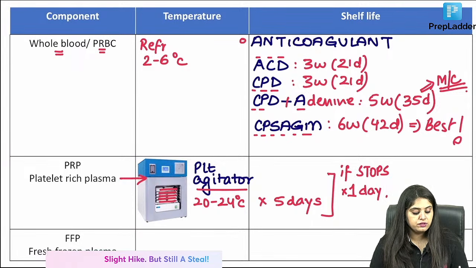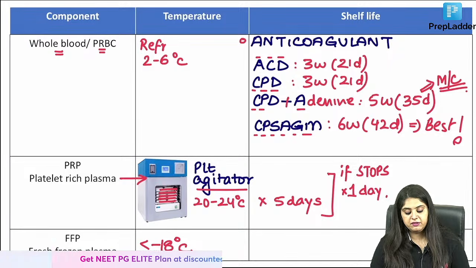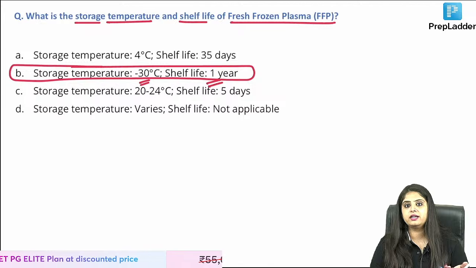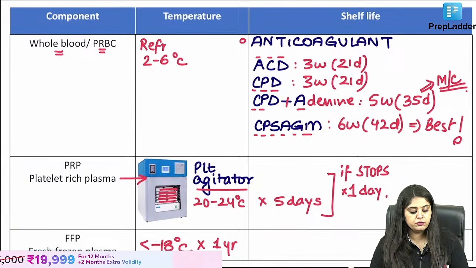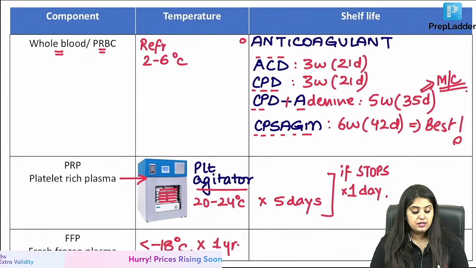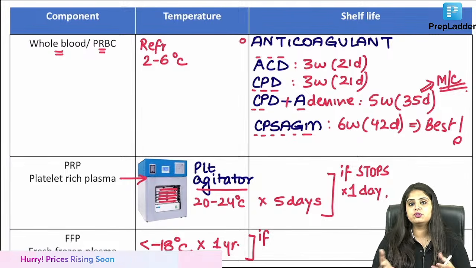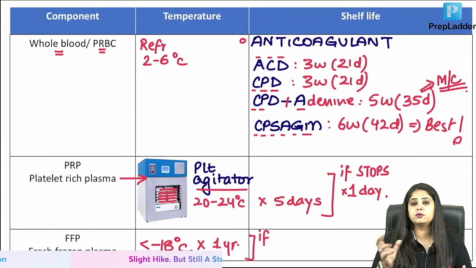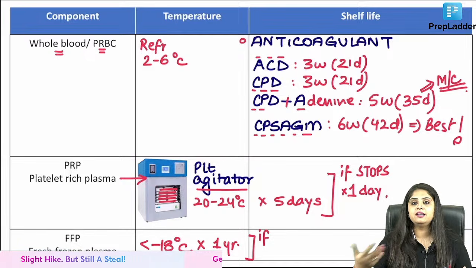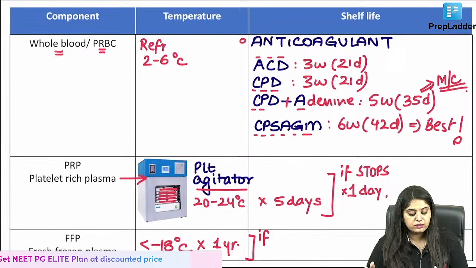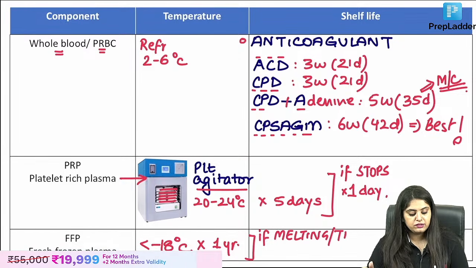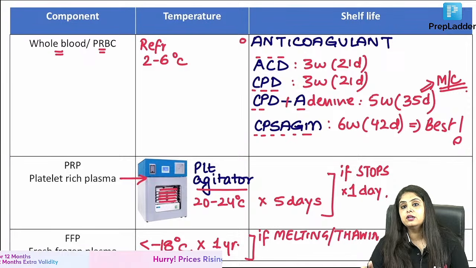Now coming to fresh frozen plasma, obviously frozen means anything less than -18. Like in the previous question, -30 was written, so that works. Anything less than -18, and you can freeze food for a very long time. So frozen blood can also be stored for 1 year. But when you have to give it to the patient, you can't put ice into someone's body. You will get it to room temperature and then give it to the patient. So that melting is known as thawing. You don't say melting of blood, that is known as thawing of blood.